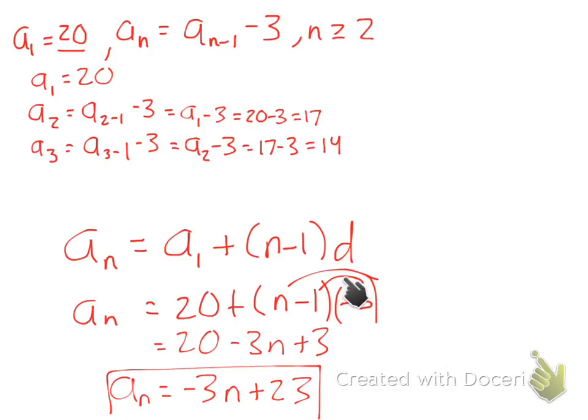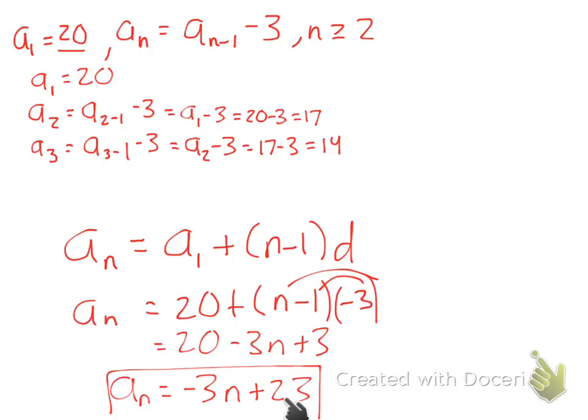Wait a minute. d was over here, right? I took the d and I distributed it to the n. So therefore, whatever's in front of n is the common difference. That's easy to find. But A1 was supposed to be what? 20. I don't have 20 in here.